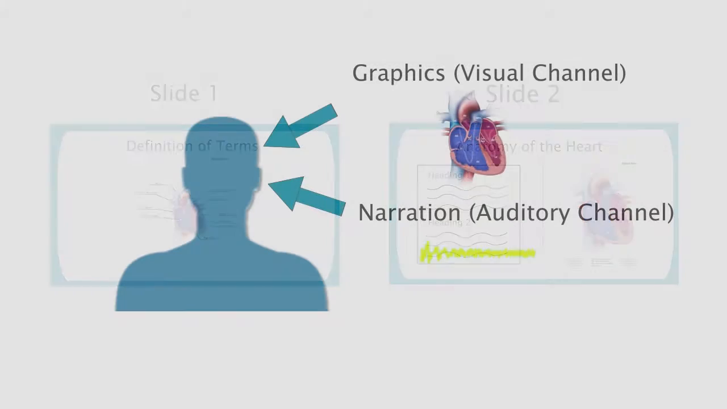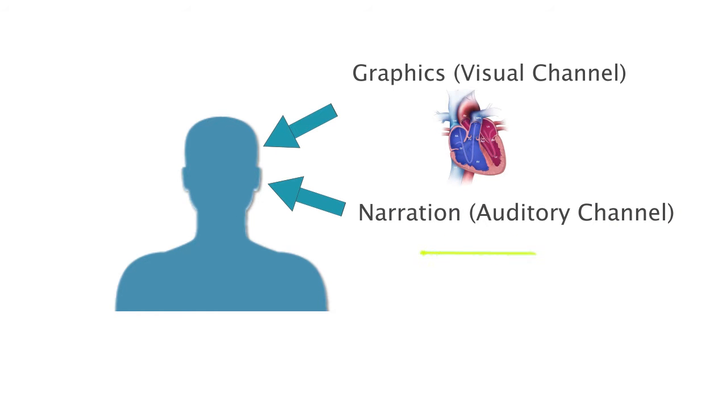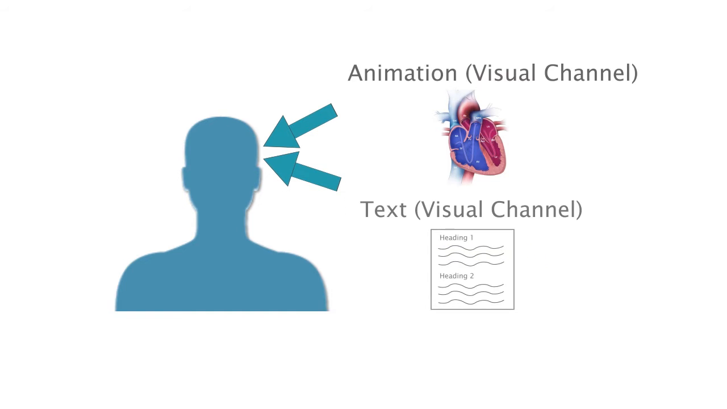Okay, number 8 is the modality principle, which says that people learn better from graphics and narrations than from animation and on-screen text. What it's saying is that if you have graphics and narration, you're giving the learner information into two channels. If you have animation and on-screen text, both of those are coming in through the visual channel only, which is generally going to cause the learner cognitive overload.